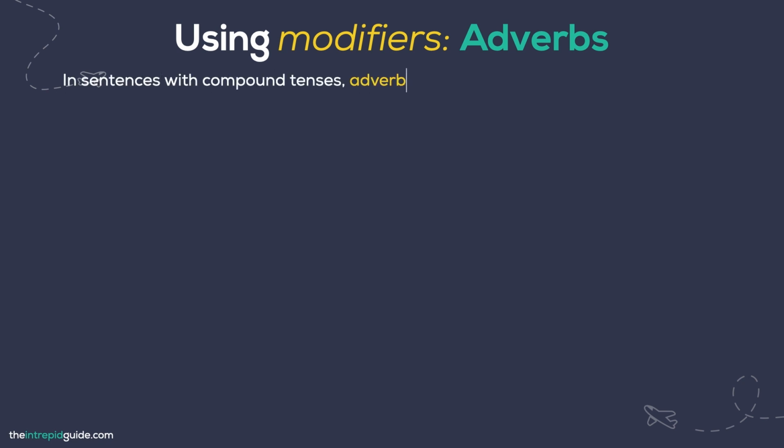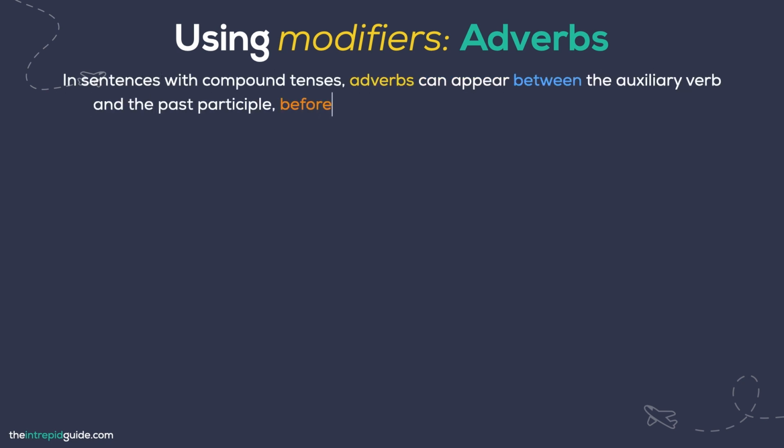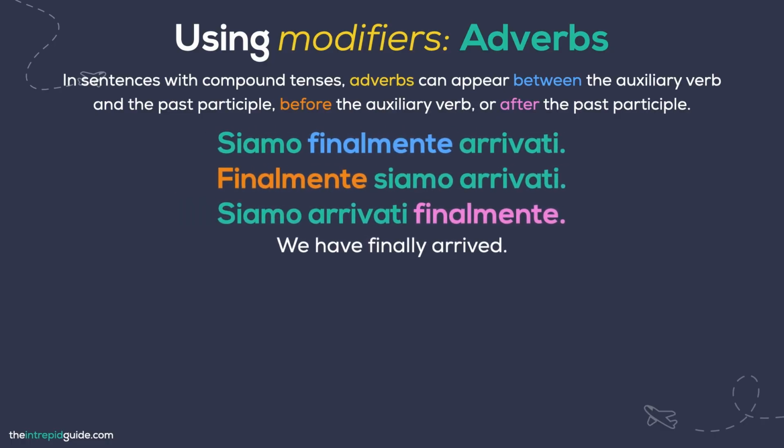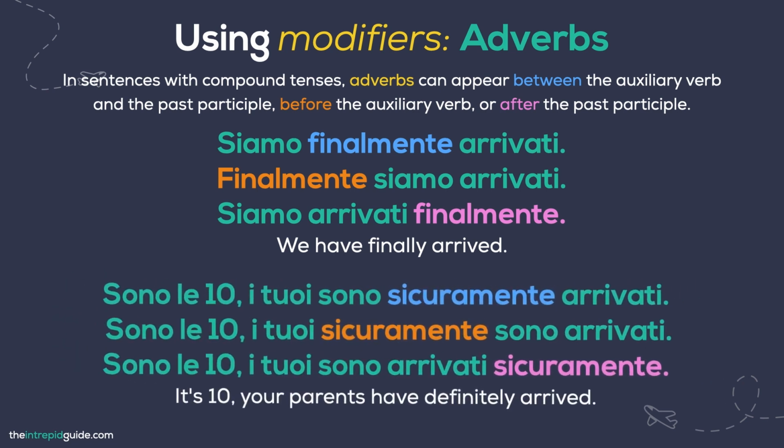In sentences with compound tenses, adverbs can appear between the auxiliary verb and the past participle, before the auxiliary verb, or after the past participle. The meaning remains consistent, only the emphasis changes. Take a look. Siamo finalmente arrivati. Finalmente siamo arrivati. Siamo arrivati, finalmente. These all mean we have finally arrived.